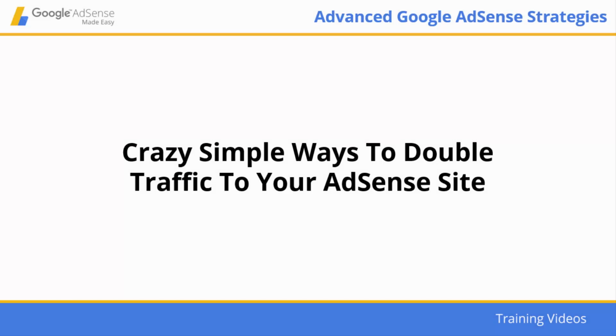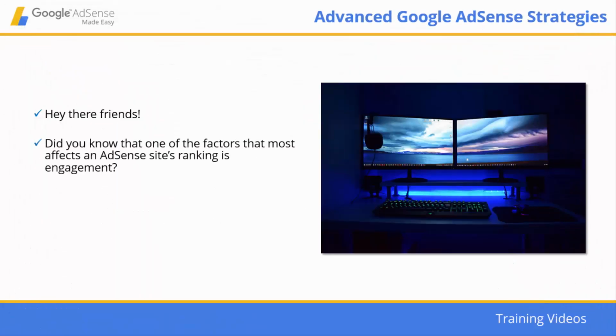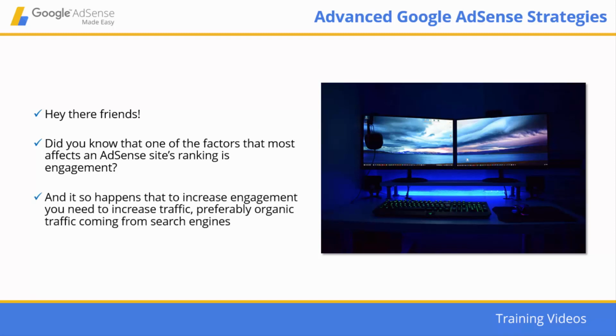Crazy simple ways to double traffic to your AdSense site. Hey there, friends! Did you know that one of the factors that most affects an AdSense site's ranking is engagement? You heard that right. Your site will be as visible and as valuable as the amount of time that visitors spend inside it checking your content and clicking on your ads. And so, to increase engagement, you need to increase traffic, preferably organic traffic coming from search engines.